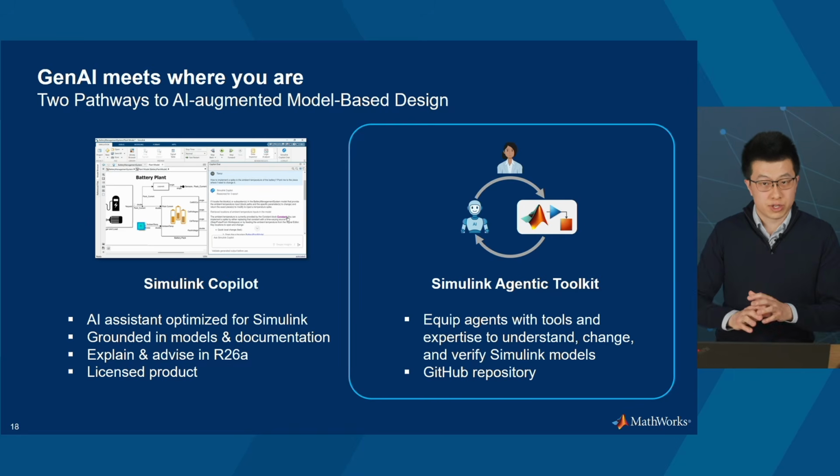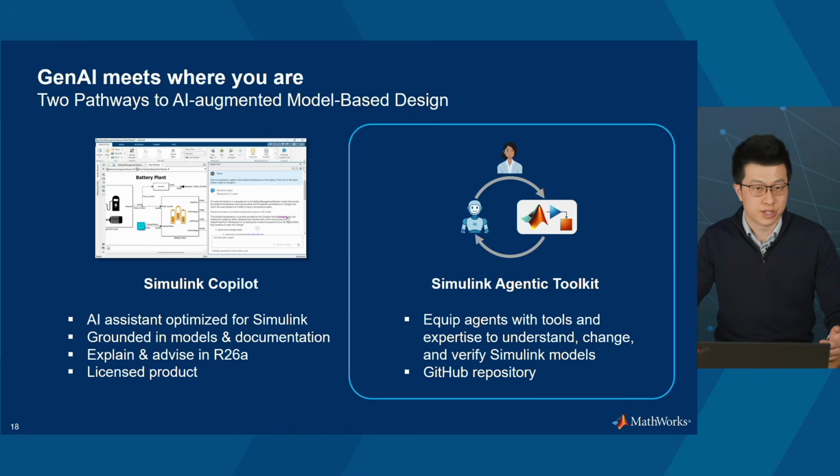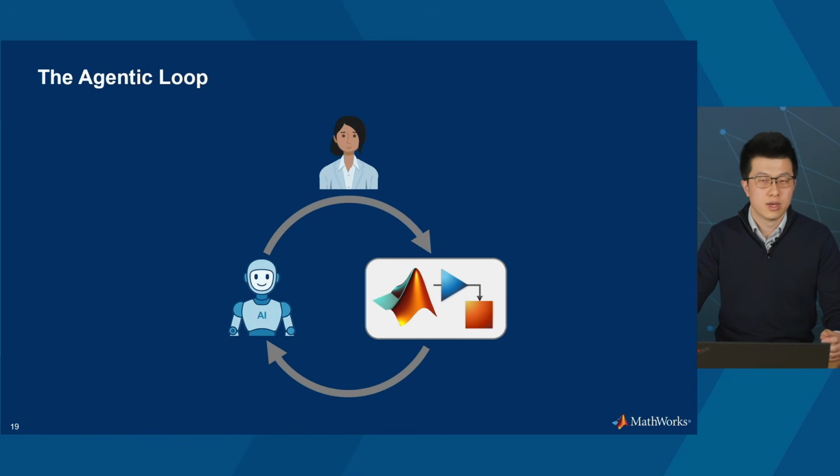Now, let's switch gears and talk about Simulink Agentic Toolkit. But before I dive into the details, I want to step back for a second, because the toolkit makes a lot of sense once you understand the shift that's driving it. What's happening in the last 6 months is that we've moved to a world where AI agents become capable of operating in a loop with real engineering tools. We call that the agentic loop that you're seeing here.